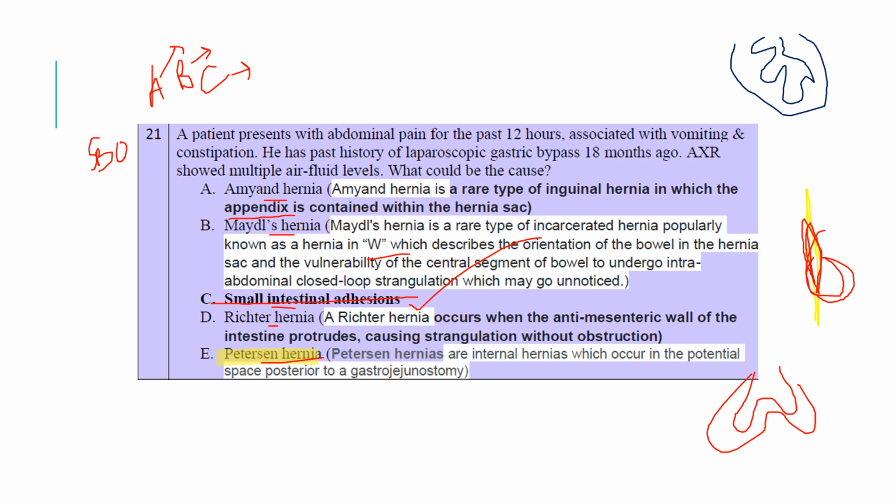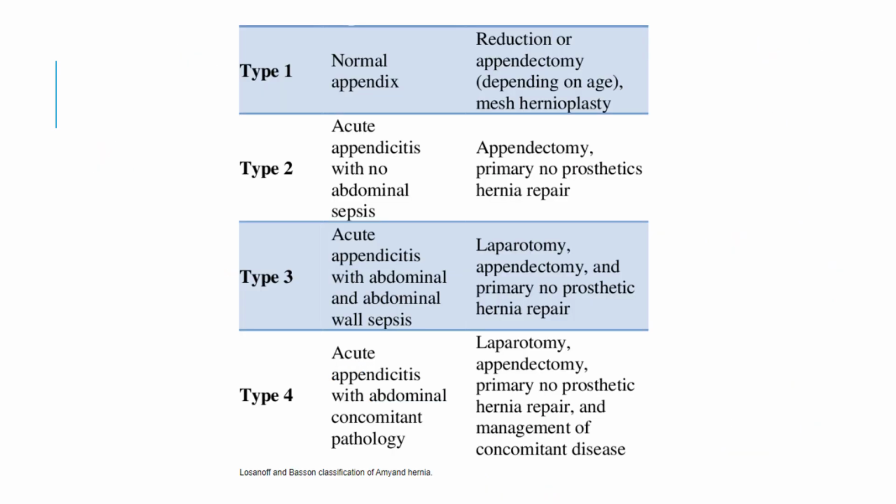And there is Richter hernia, which means only the anti-mesenteric wall of the intestine protrudes, causing strangulation without obstruction. So there is a sac, and only part of the bowel loop comes in, so there can be strangulation. The blood supply can get compromised, but there is no actual obstruction. Okay, we'll see each of them.